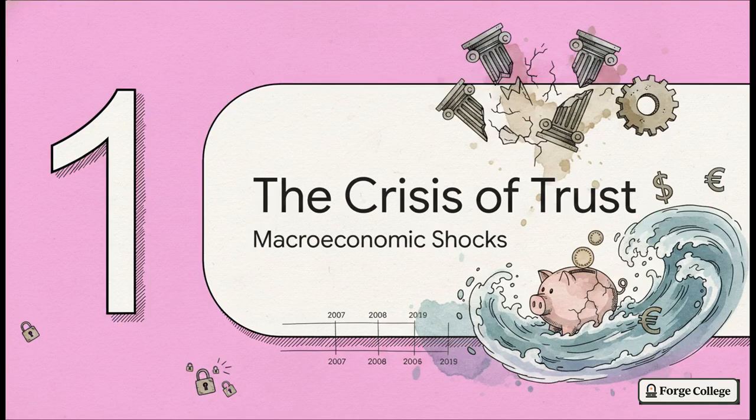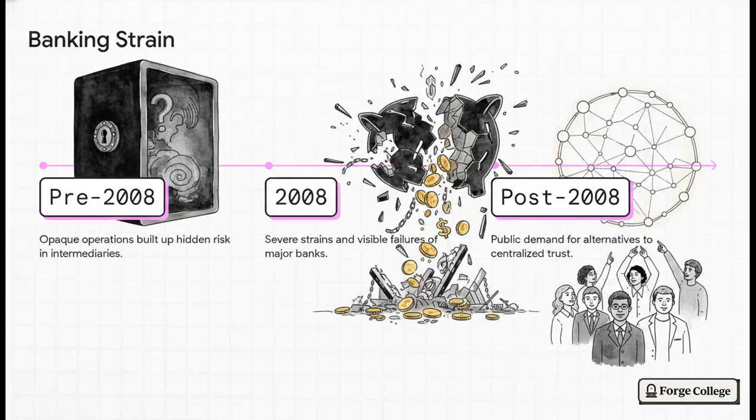The crisis of trust, macroeconomic shocks. So to really understand the technical design of Bitcoin, we have to travel back a bit to the late 2000s. This was the time when the traditional banking system was under severe stress. Pre-2008, you had traditional banks acting basically like these massive, opaque black boxes. Money went in, but nobody really knew what kind of risk was building up inside.